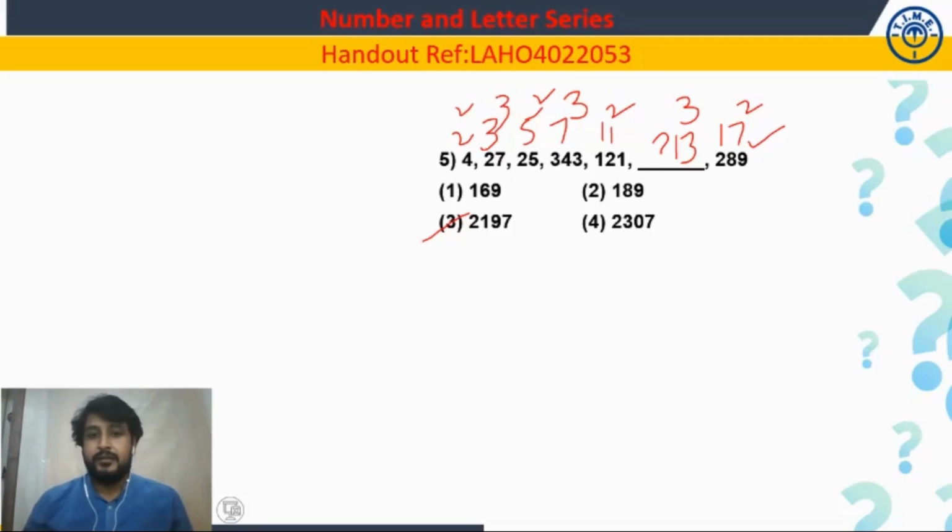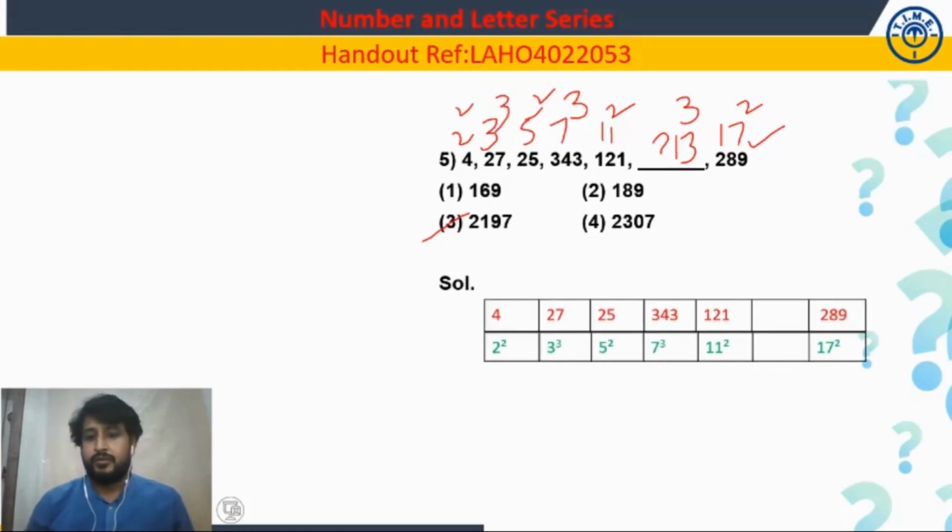But the numbers are consecutive prime numbers: 2, 3, 5, 7, 11, 13, 17. 2 square, 3 cube, 5 square, 7 cube, 11 square, 13 cube, 17 square. 2197. Okay. So please copy the logic. 2 square, 3 cube, 5 square, 7 cube. 4 is 2 square, 27 is 3 cube, 25 is 5 square, 343 is 7 cube, 121 is 11 square. So 2, 3, 5, 7, 11.